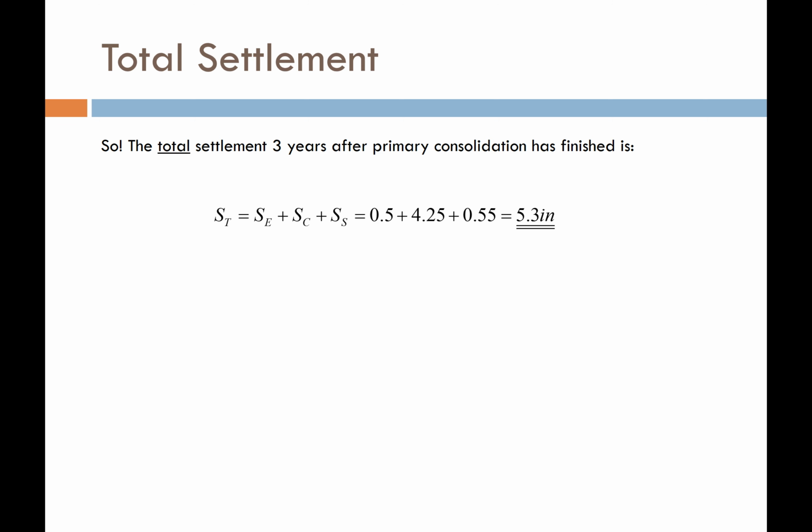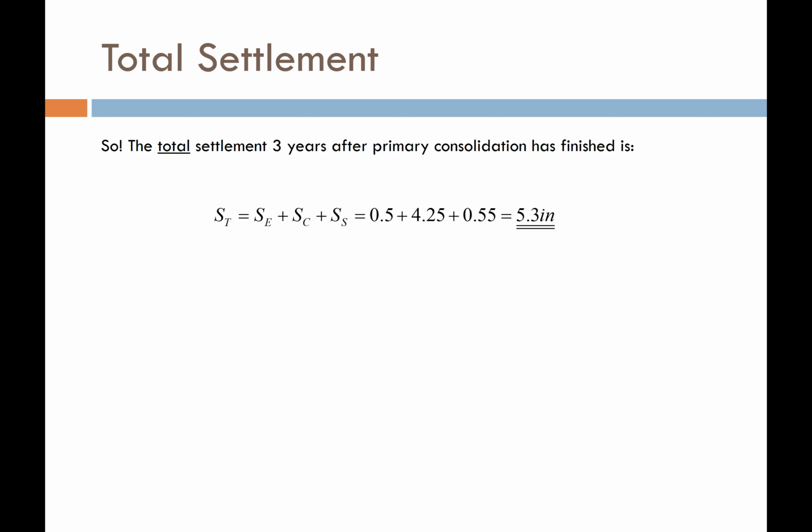So here we go. Total settlement. It's the summation of our elastic settlement, our primary consolidation settlement, and our secondary consolidation settlement. So 3 years after primary consolidation ends, which would be 2.12 years plus 3 years, we are simply predicting that beneath the center of this circular load that we're applying to our soil, we will have had a total of 5.3 inches of settlement.